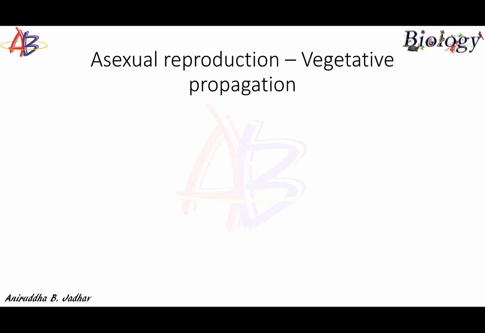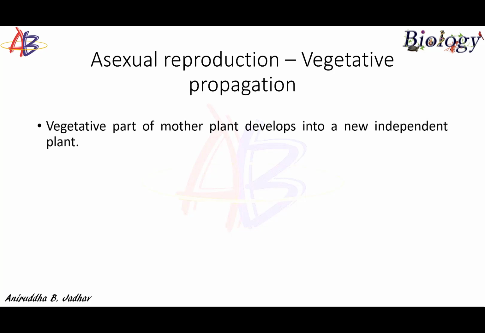Vegetative propagation simply means development of a new plantlet from a vegetative part of the mother plant. It is a method of multiplication in which a vegetative part grows into an independent plant under suitable environmental conditions. The vegetative part or organ can be any of the root, shoot or leaves, or any part of the plant body.